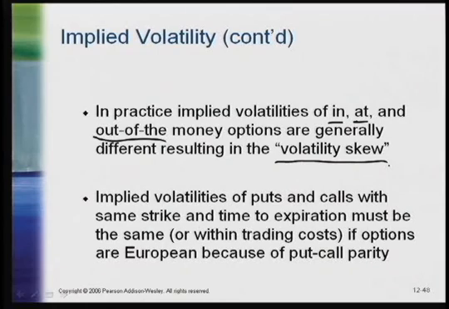In general, the implied volatilities of puts and calls with the same strike and expiration have to be the same. So you can't have put and call volatilities different. Even though there may be a dependence on the strike price, the dependence for puts has to be the same as the dependence for calls, because put-call parity still has to prevail.